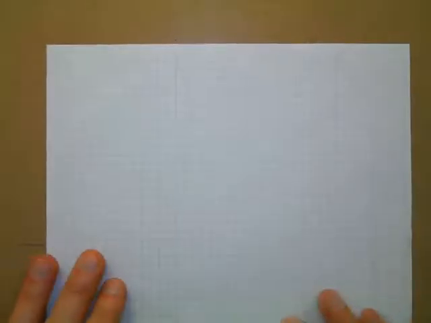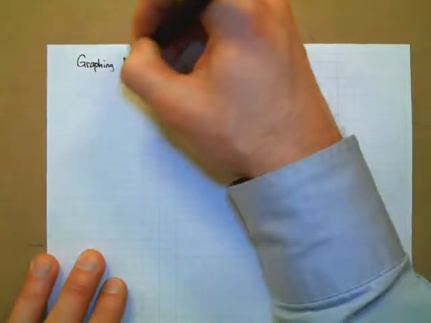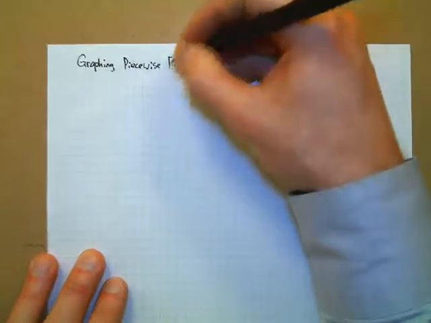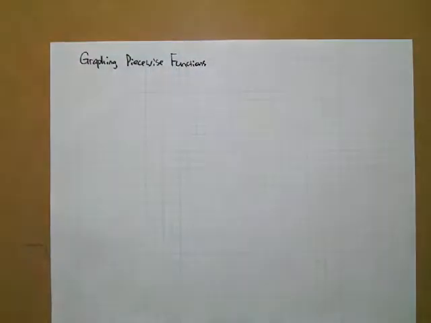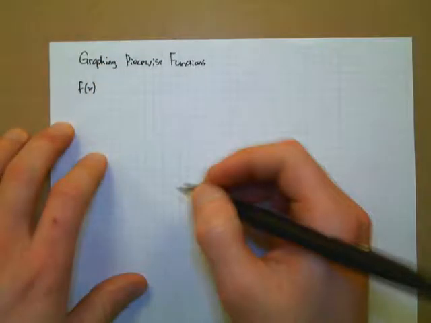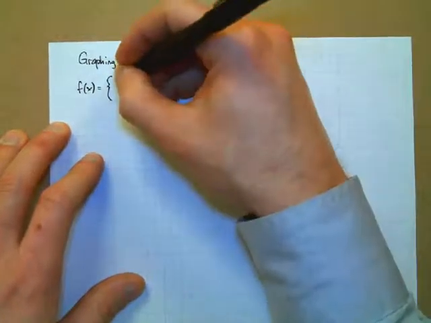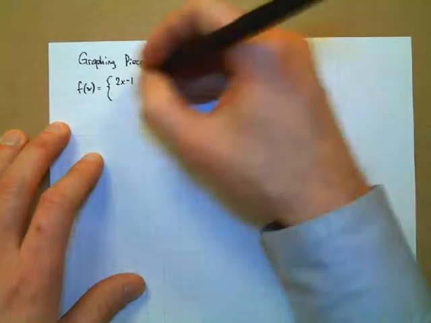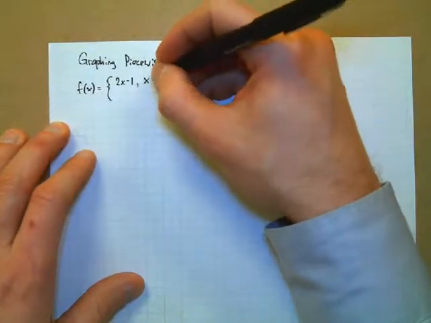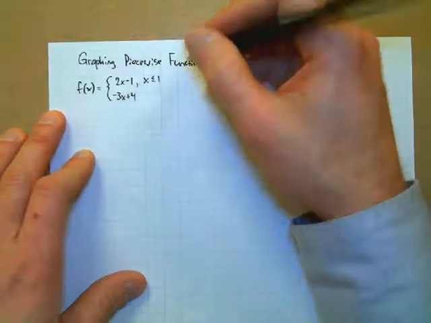All right, let's start with the piecewise function. So I'll say we have f of x, and let's define that to be equal to 2x minus 1 for x values that are less than or equal to 1, and then we'll define it to be negative 3x plus 4 for x values that are greater than 1. All right, and so let's draw some x's in here.